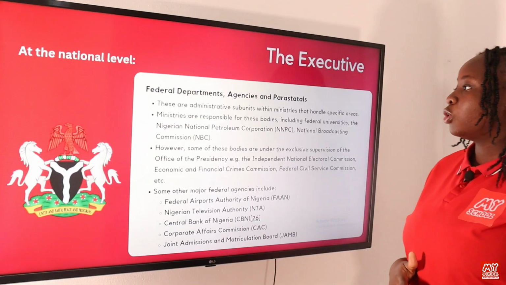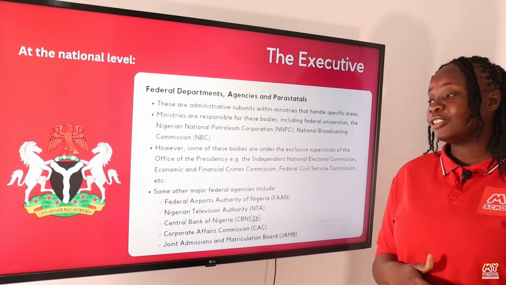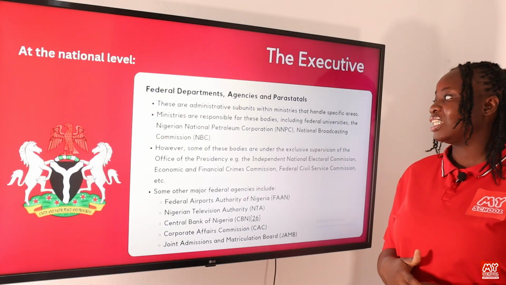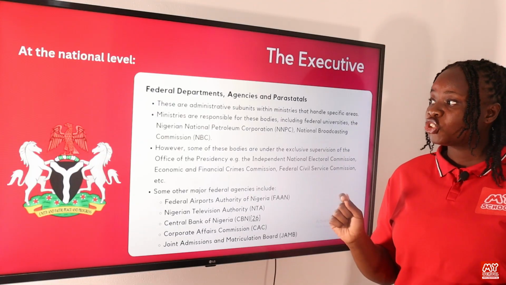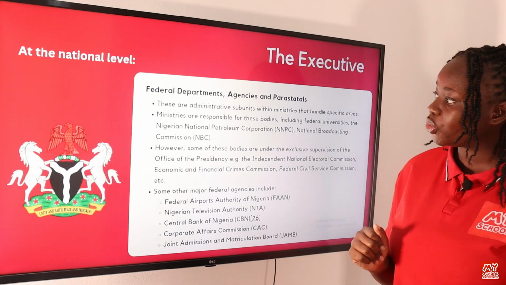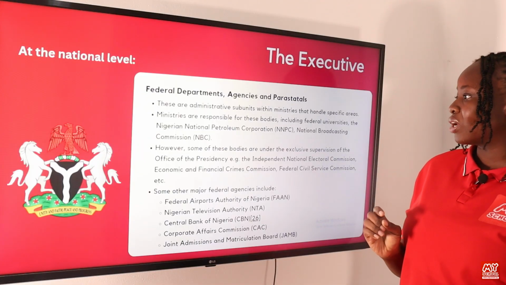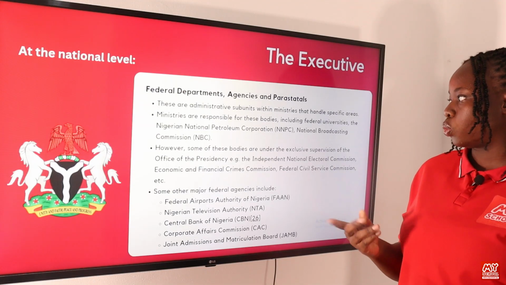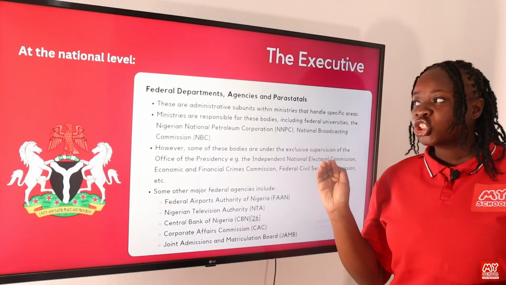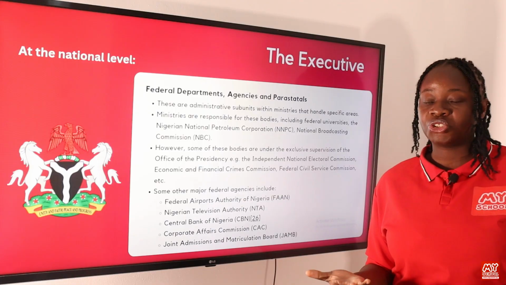All right, now we're going to discuss federal departments, agencies, and parastatals. These are administrative subunits within ministries that handle specific areas. The ministries are responsible for these bodies, including the federal universities, the Nigerian National Petroleum Corporation, the NNPC, the National Broadcasting Commission, and so on. Each of these departments, agencies, or parastatals is under the various ministries we have.